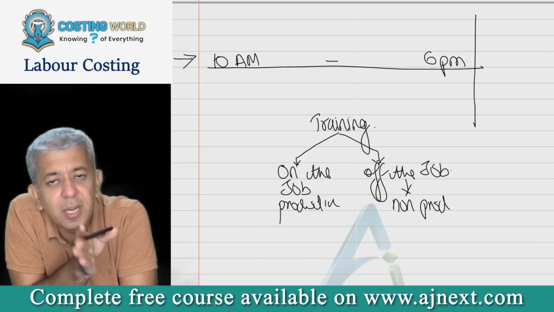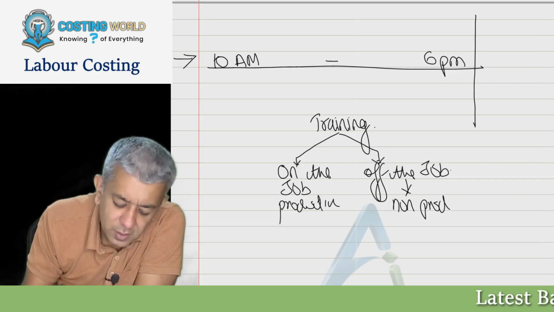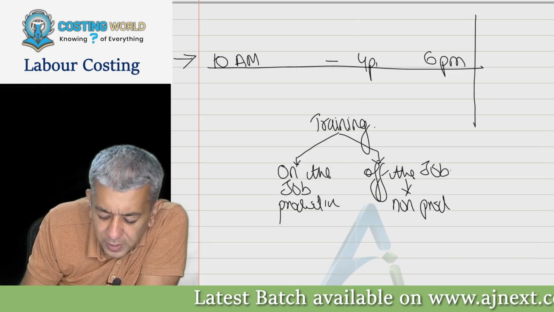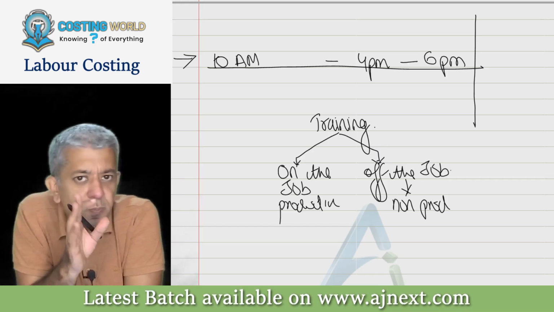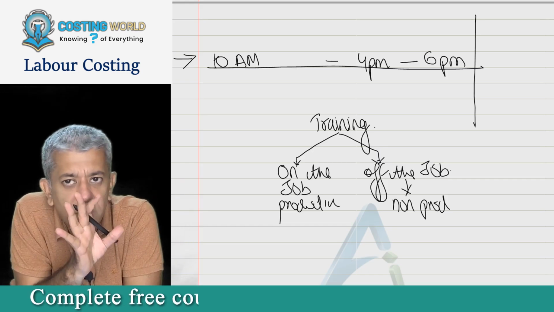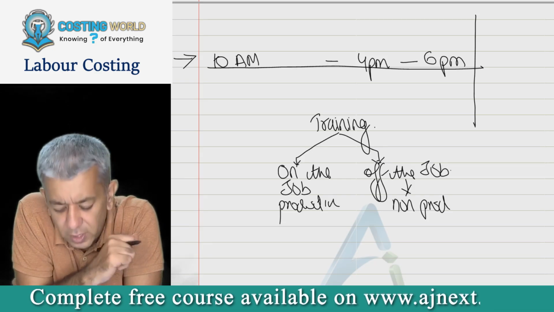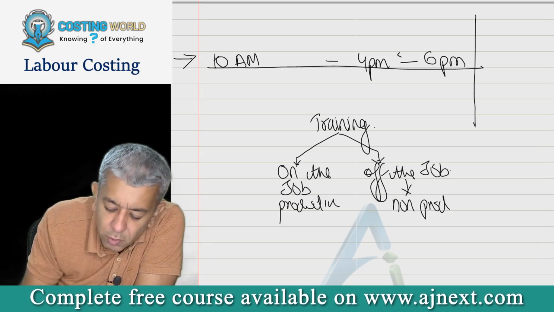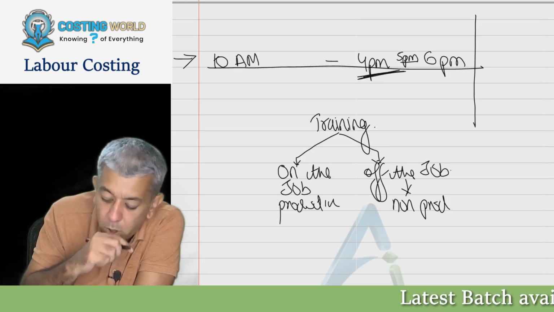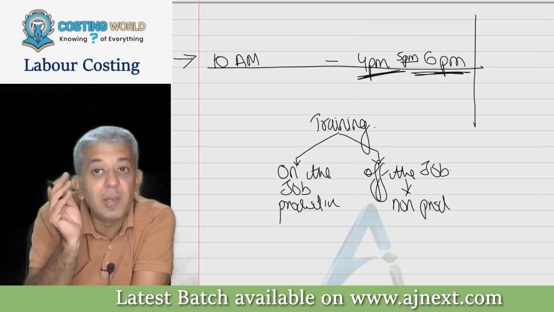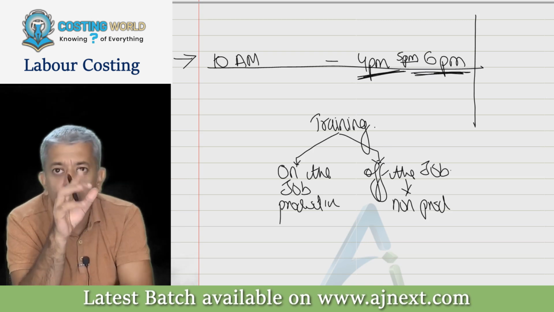So the company made a new rule. What did they say? 10 to 4 p.m., you all produce the goods. 4 to 6 p.m. will be your training. Out of that also, 4 to 5 p.m. will be on the job training. 5 to 6 will be off the job training. You understood what I said?